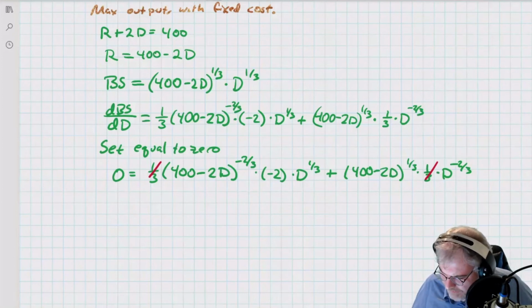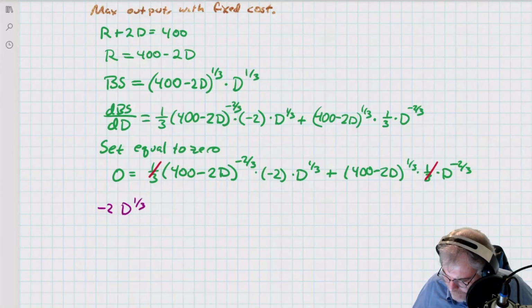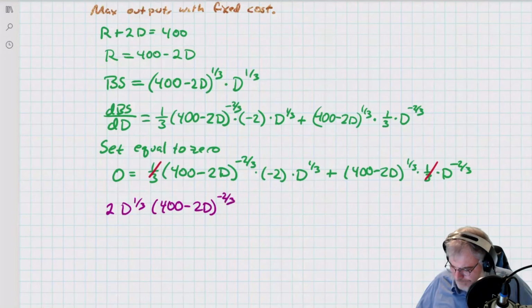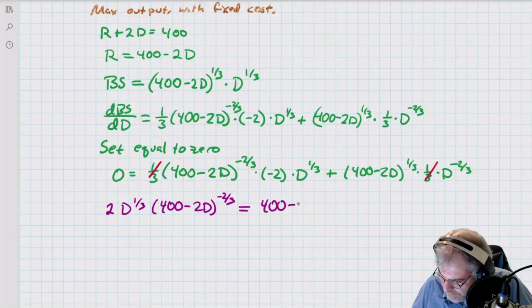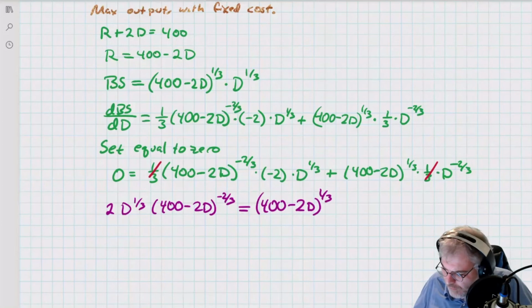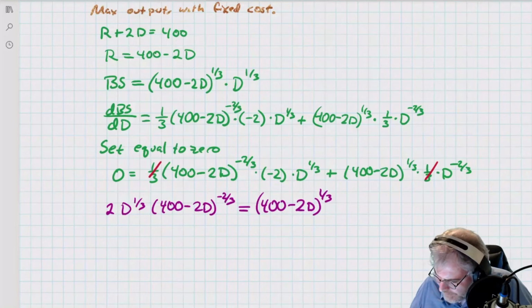So a little bit of algebra, and I get -2 D to the 1/3. Oh, no, the negative goes away. I get 2 D to the 1/3 times (400 minus 2D) to the -2/3 equals, on this side, I would get (400 minus 2D) to the 1/3. You see why I said this is going to work out? Because when I multiply both of these by the 2/3, those are going to cancel, times D to the negative 2 over 3.